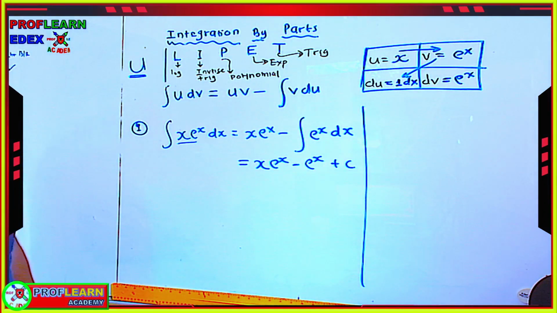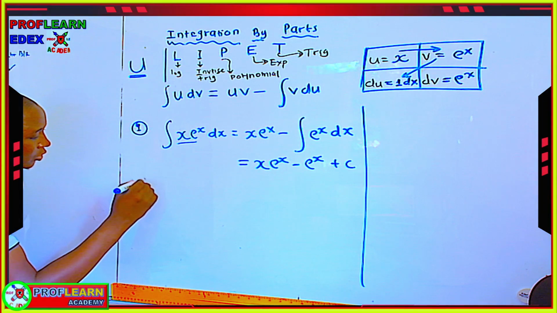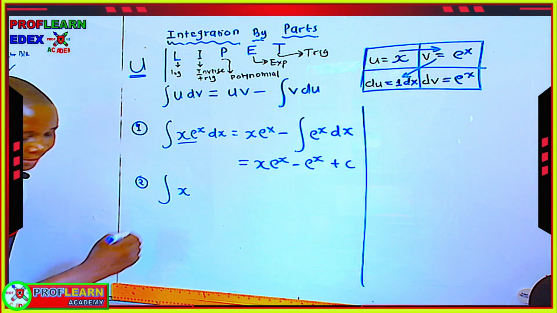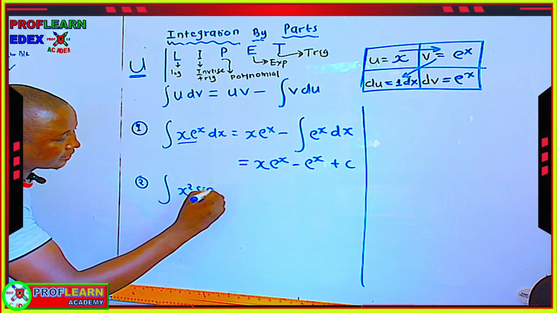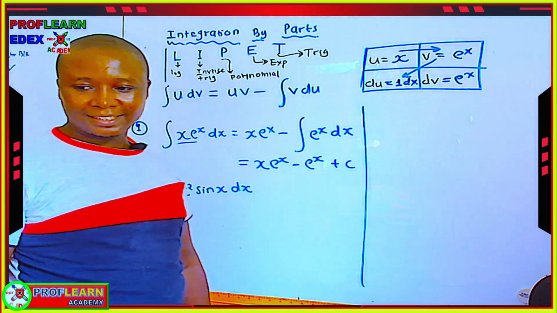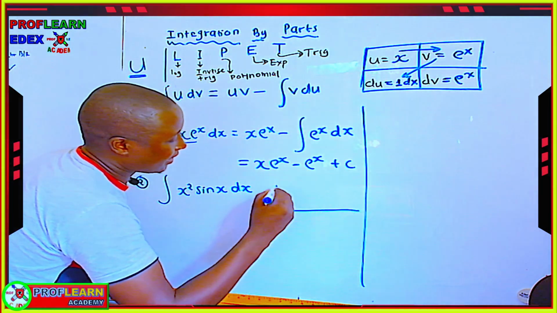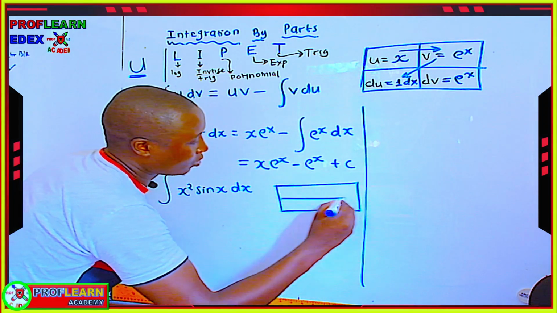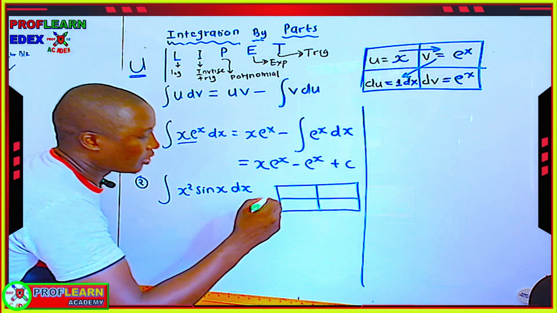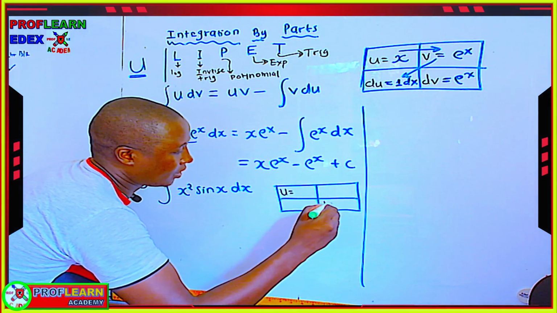This other one says, question number 2, you are integrating x squared sine x dx. I want you to tell me, what are you going to assign as your u, and what are you going to assign as your dv? So our u will be what? Our dv will be what?